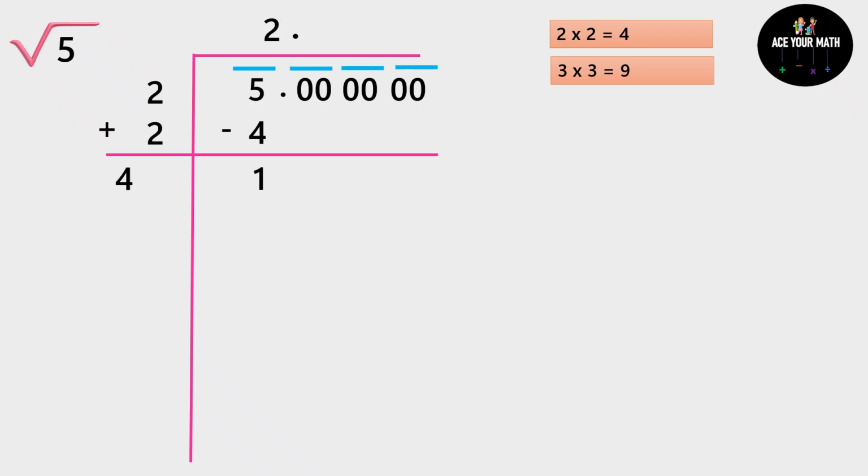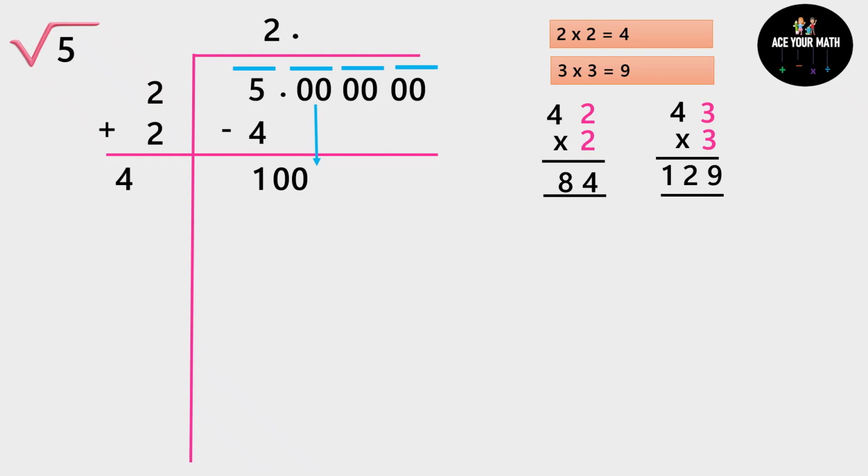Now the next step is bring the first pair of 0 down. Okay, now the next number formed is 100. So same thing we will do now. So in your practice area, you take 4. Now we'll try different combinations with 4. So when you do 42 multiply by 2, we get 84. So 84 is less than 100, so we can try 3 as well. So when we multiply 43 by 3, you get 129. See, 129 is greater than 100, so we will take 2 here.